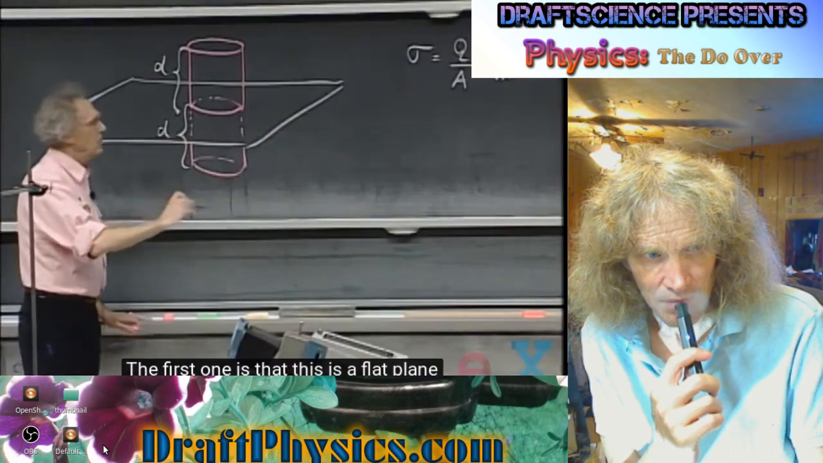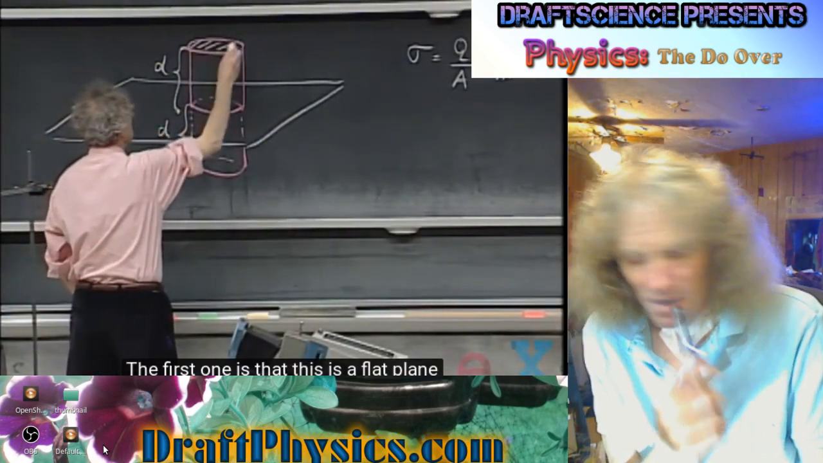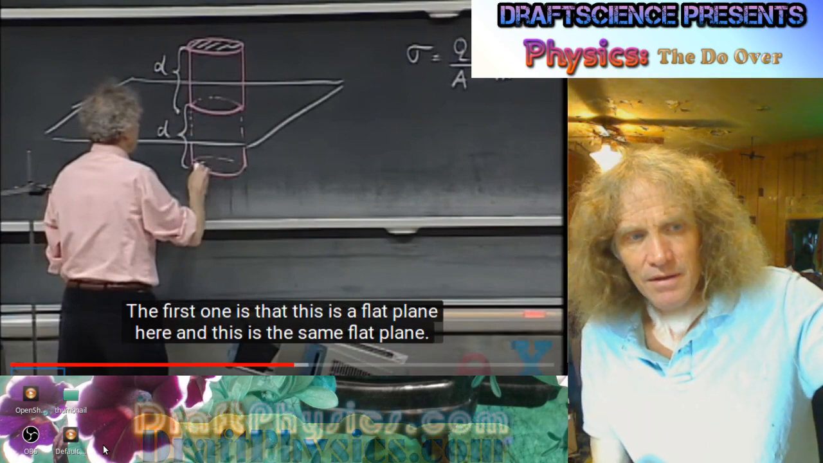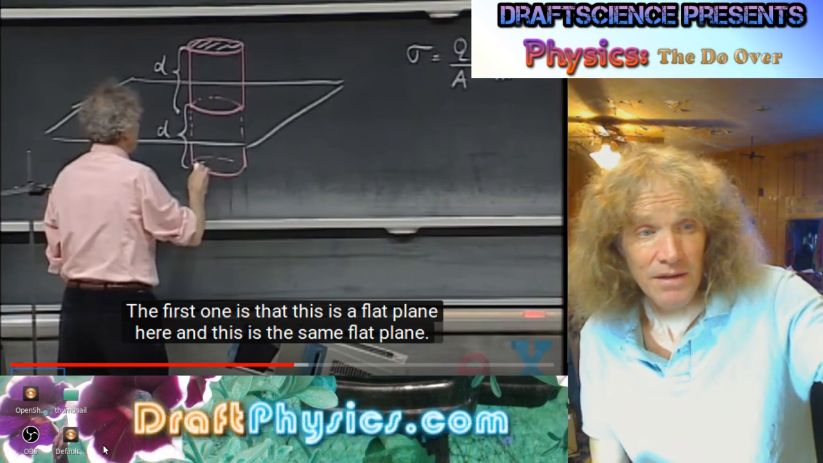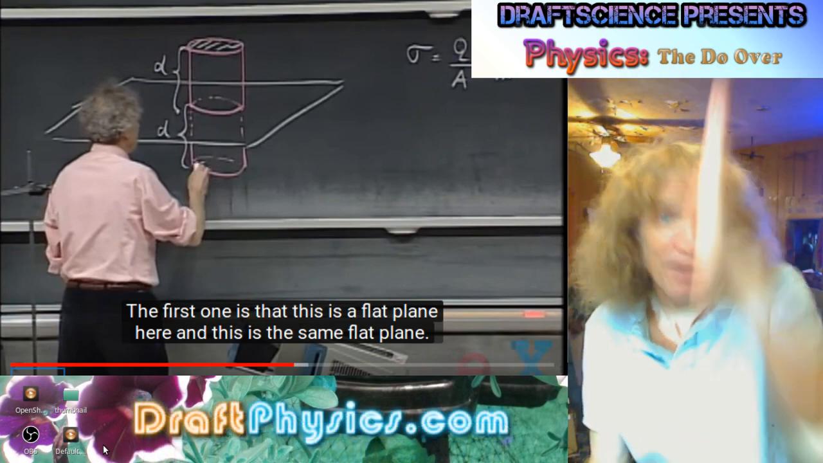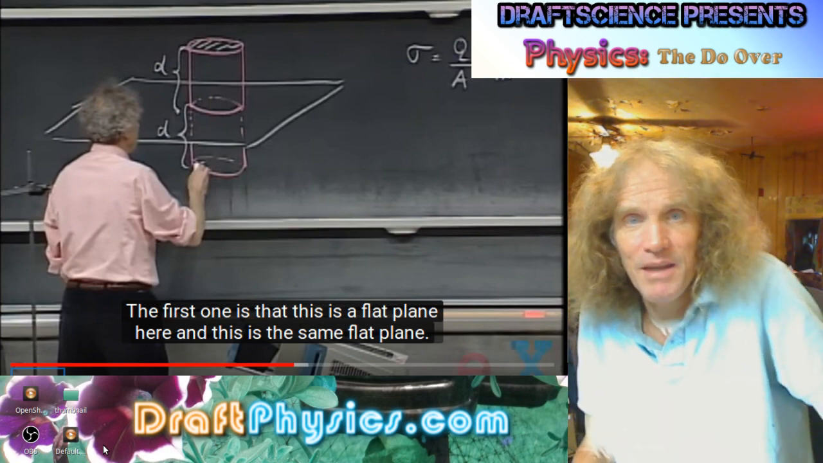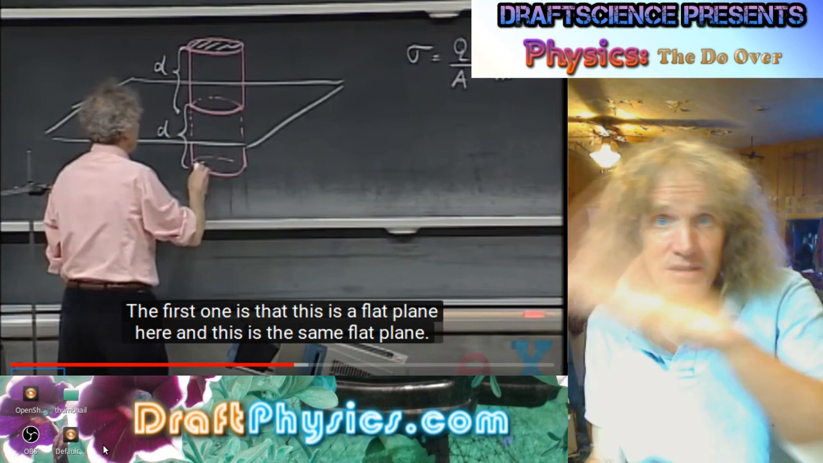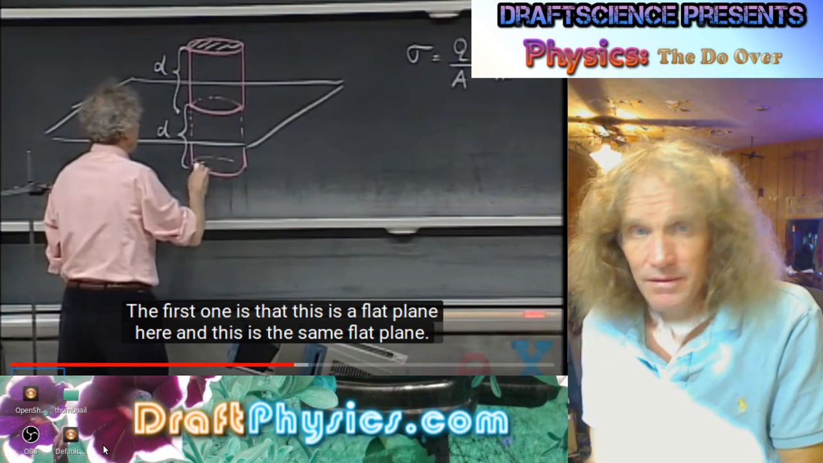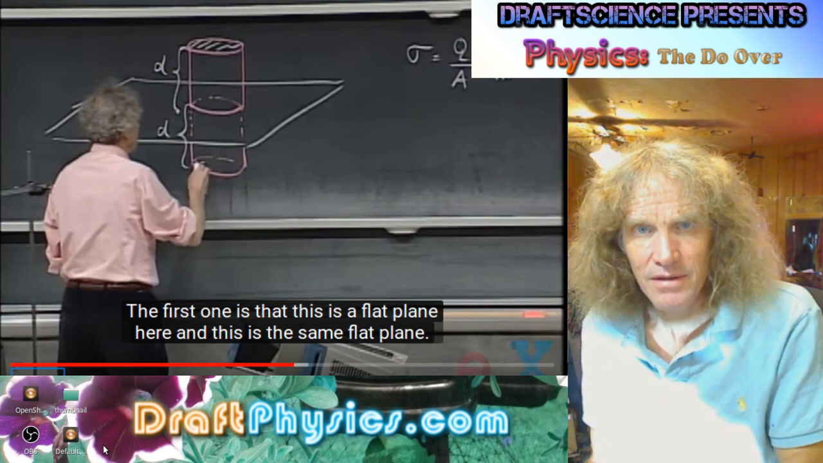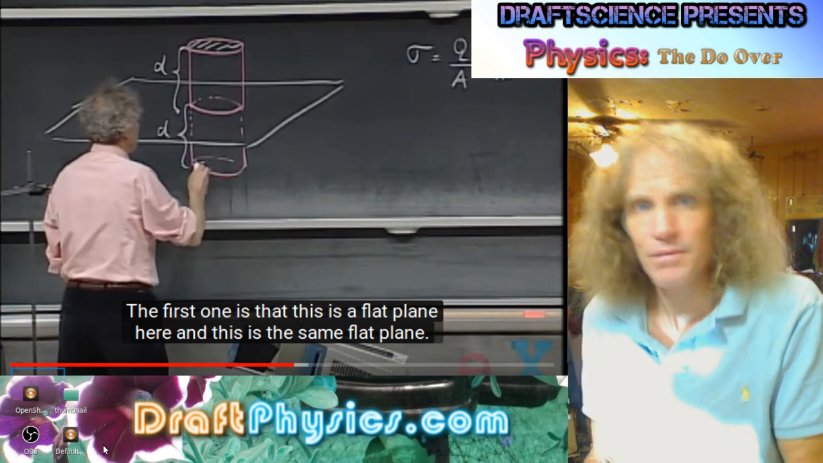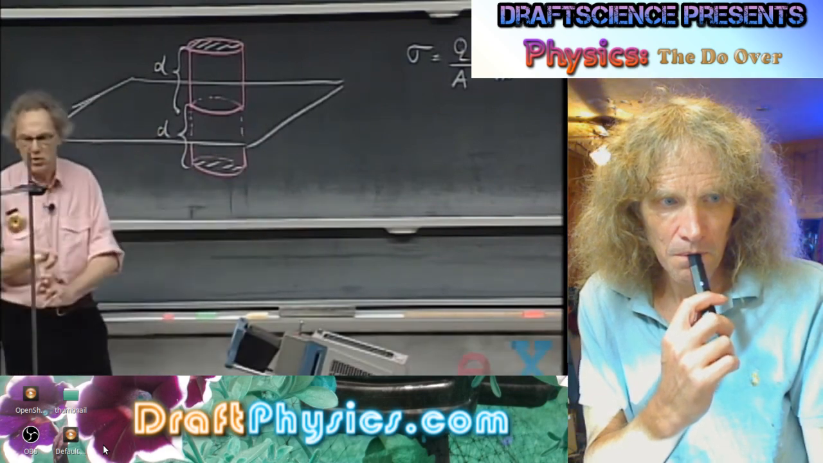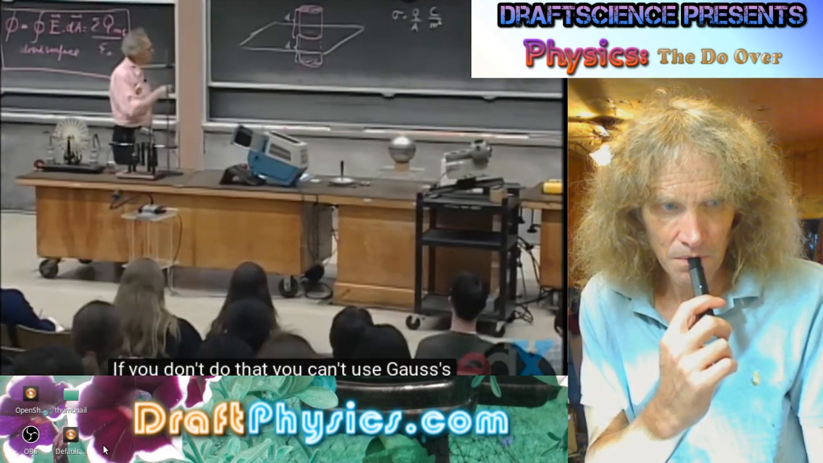The first one is that this is a flat plane here. The E vector is kind of obvious. You already said this is a flat plane that's infinite. And if it's a flat plane and it's infinite, you can just surmise the E vector has to be perpendicular to the plane. It can't be anything else. There's no irregularity to force it to be any other angle but perpendicular. The E vector is normal to the plane, and this flat surface must be parallel to this plane. That's a must. If you don't do that, you can't use Gauss' law.